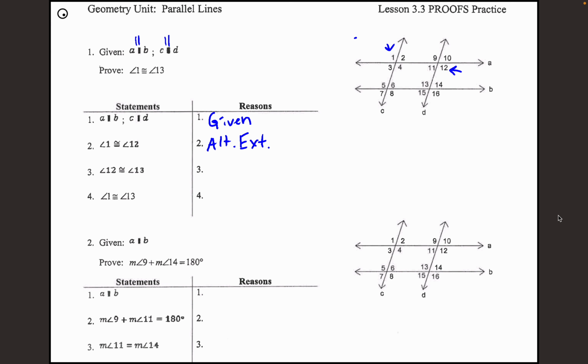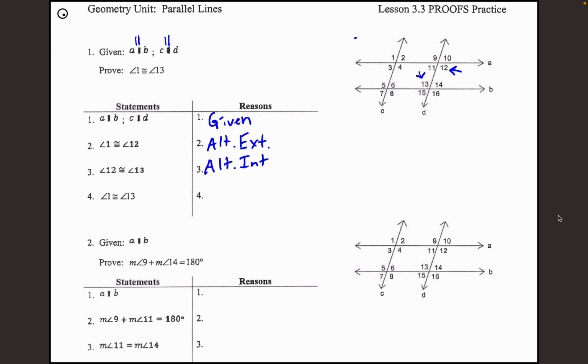Okay, so now we have angle 12 and angle 13. What can I say about those two angles? They're alternate interior, so that's my reason. Finally, I have angle 1 is congruent to angle 13.